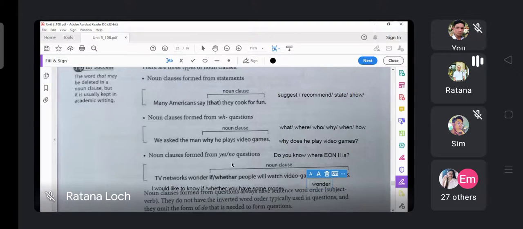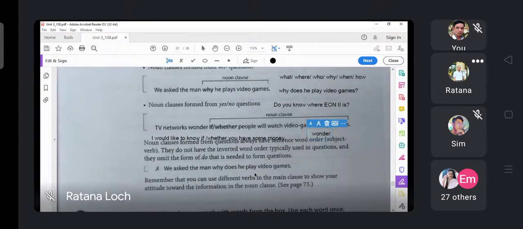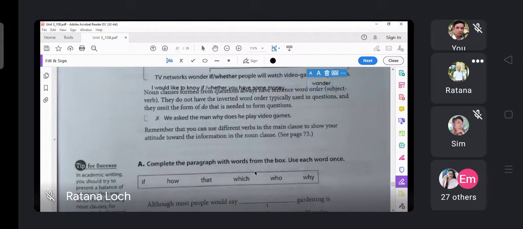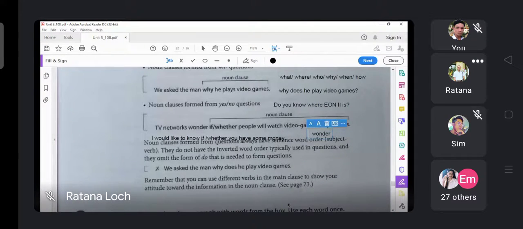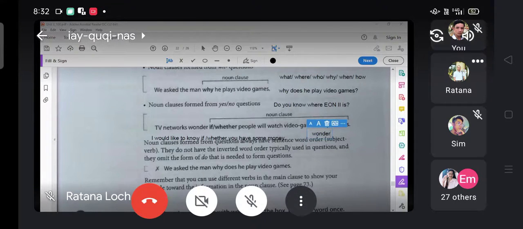Okay. So do you have any question here? Yes. Okay. So it's easy, right? Okay. Go ahead, Tum Leng. Okay. If you have any question about the noun clause, okay, we will discuss it again tomorrow.